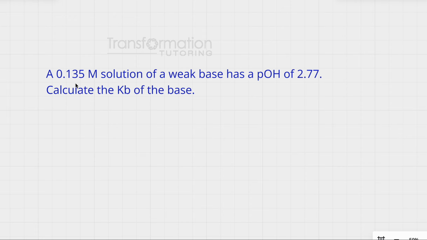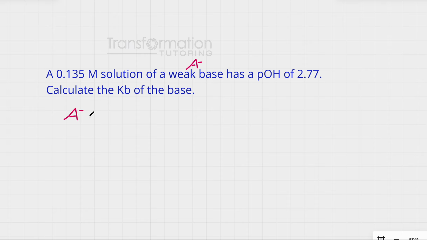A 0.135 molar solution of a weak base has a pOH of 2.77 and we are asked to calculate Kb of this base. So the first thing that we need to do is write our equation for the weak base dissociation. And let's say here they did not give us the formula for the weak base, so I am just going to call it A minus. What is the equation for dissociation?